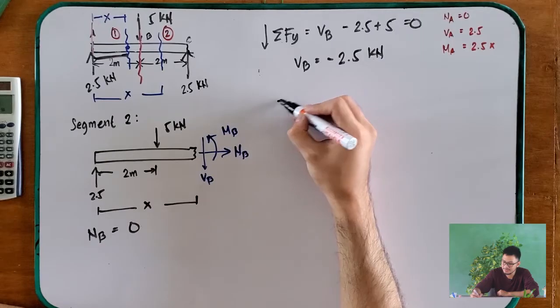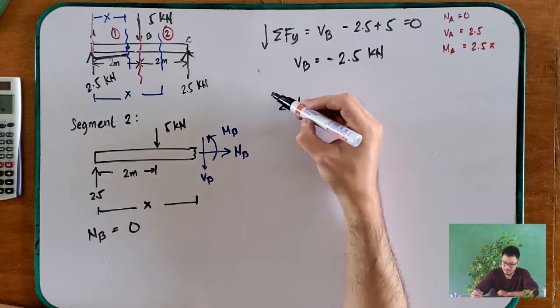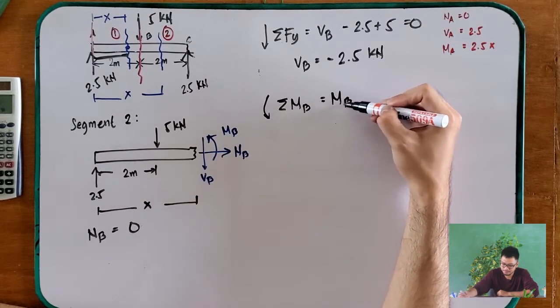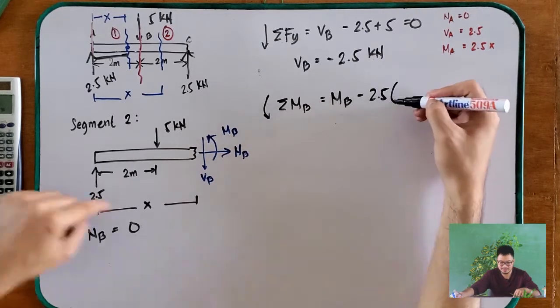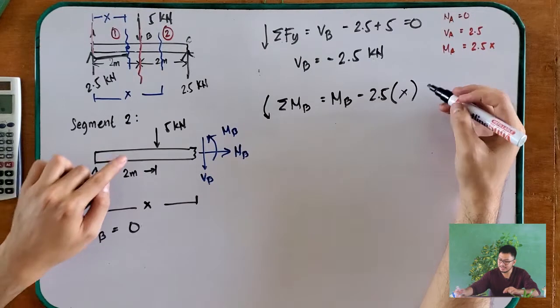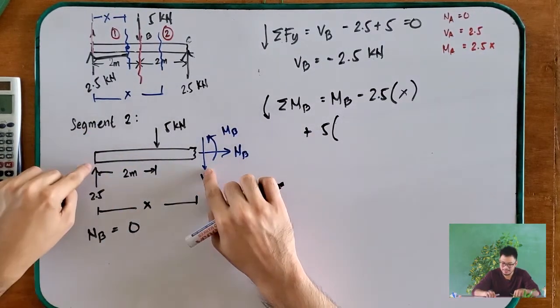Okay, now the summation of moments. Summation of moments at point B, going counterclockwise, is equal to MB minus 2.5 times the distance x, and then plus 5 times the distance of the load.